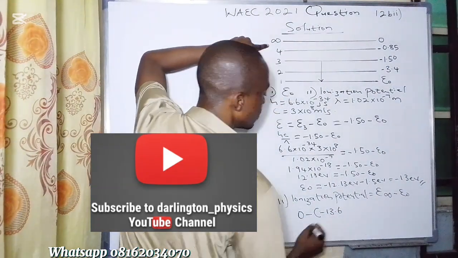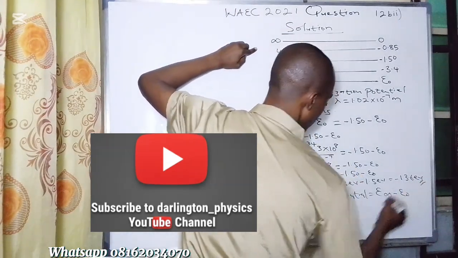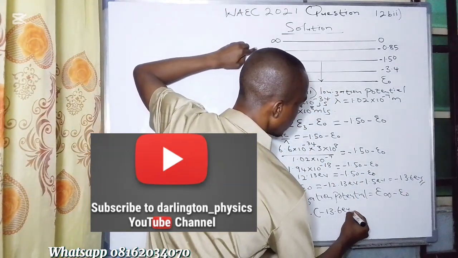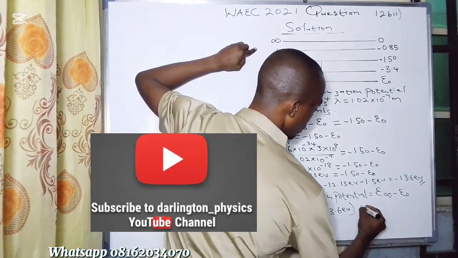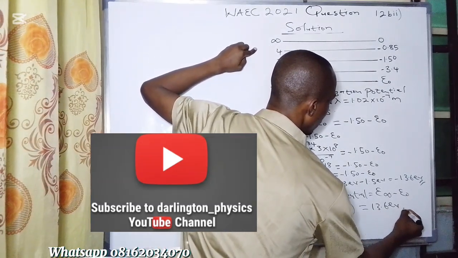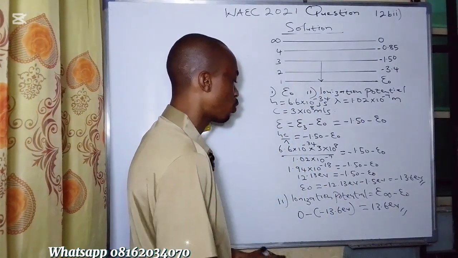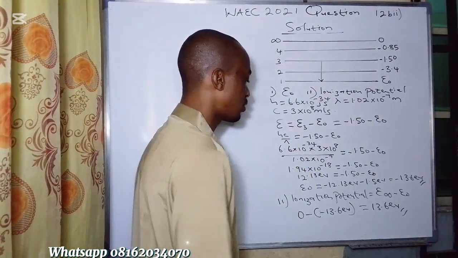That's supposed to be 13.6. I think I made a mistake here. 0.6 eV. So minus 13.6 electron volts, I mean to say. So this will just give me 13.6 electron volts. So the ionization potential of the hydrogen atom will give you 13.6 electron volts.